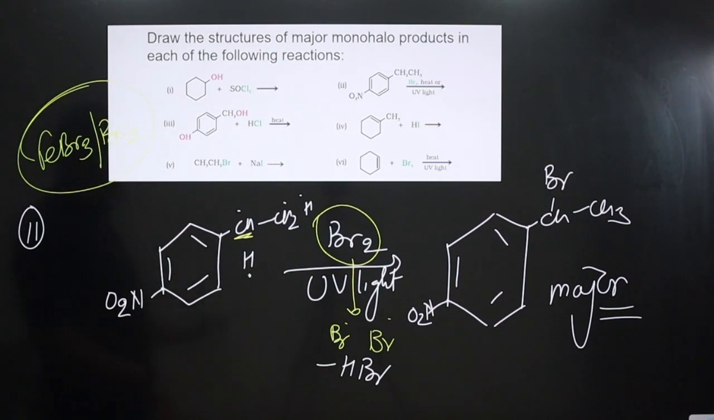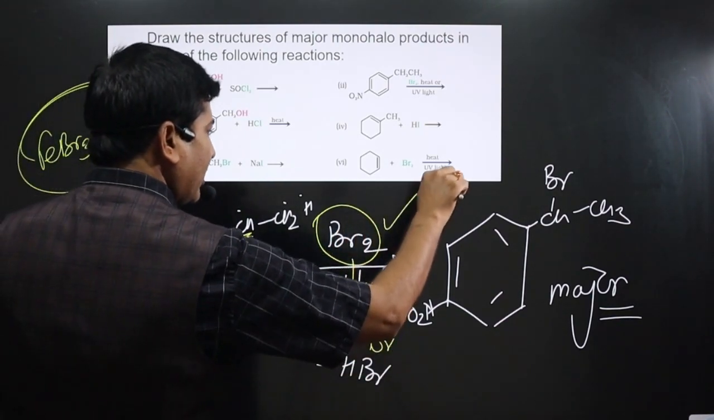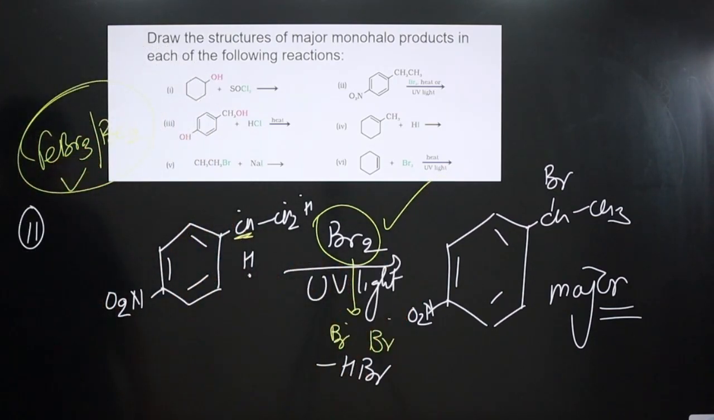So this reaction is quite interesting because it proceeds via a free radical mechanism, not electrophilic substitution. This is considered a halogenation reaction, not halogenation of the benzene ring. Okay, next, third reaction.